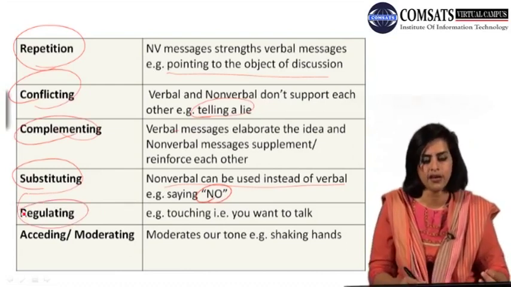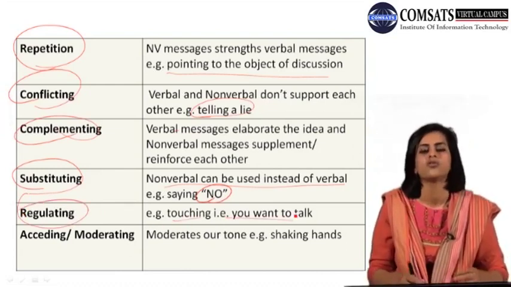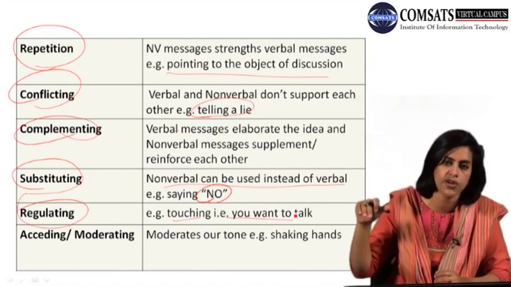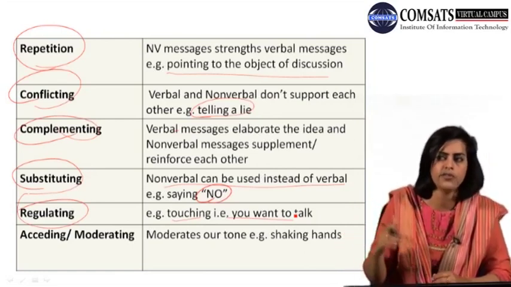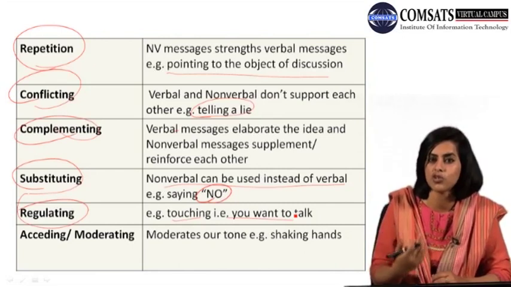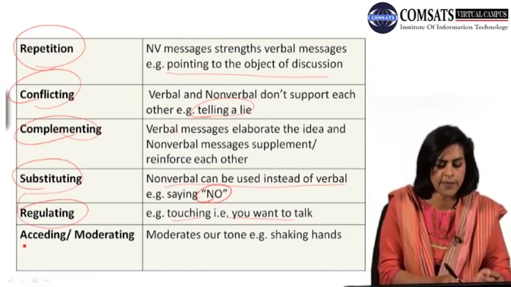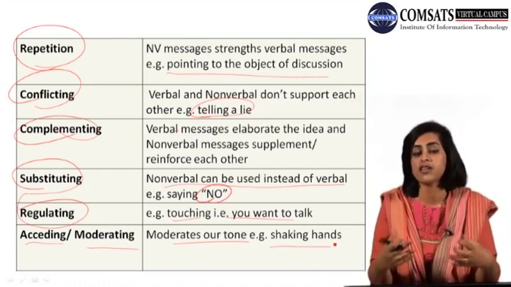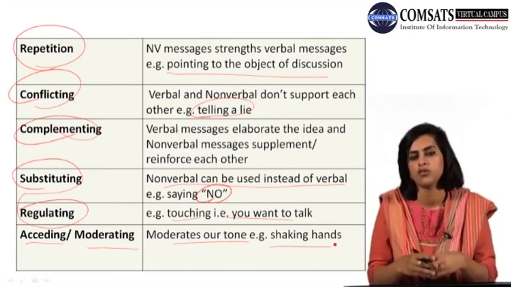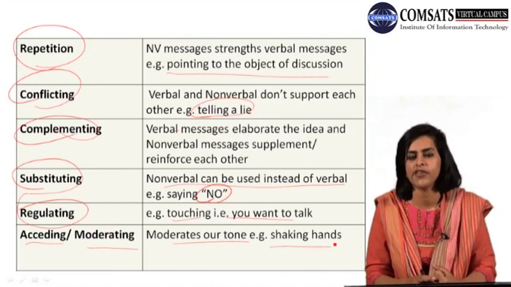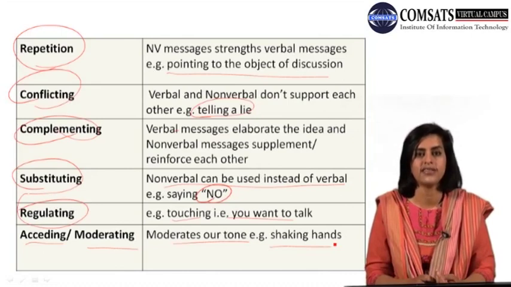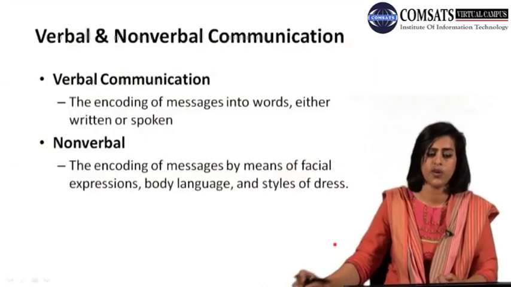Sometimes regulating, for example, touching to show that you want to talk. So they regulate. Like for example, you put your hand on someone's shoulder, and they would automatically understand that you want to talk. So this is what you call regulating. Then accenting or moderating. It moderates our tone, like shaking hands, Assalamu alaikum. Now this is kind of the warmth that you are showing. Assalamu alaikum, said dully, is kind of dull behavior that shows you are not interested or not pleased to see someone. So this is how verbal communication and non-verbal communication are similar yet different to one another.